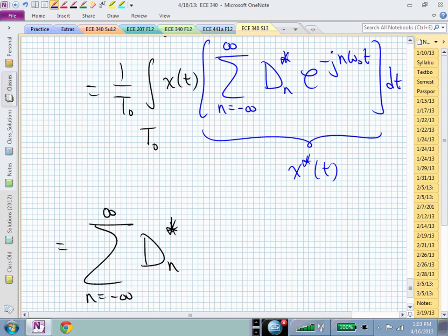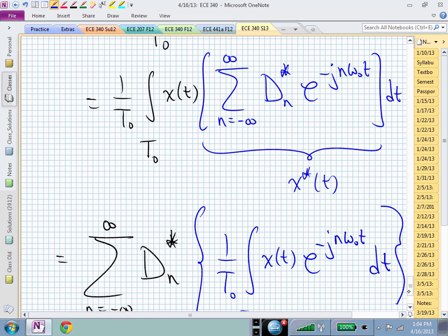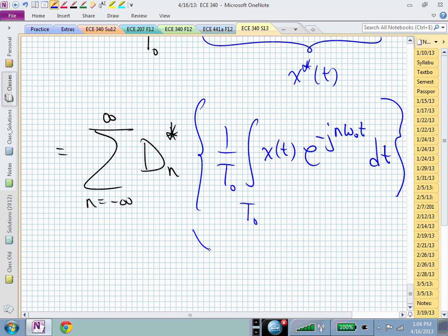We can now put together what's left. We have 1 over t naught integral over t naught. The x of t stays inside the integral. Then we have an e to the minus j n omega naught t dt. And that should look very familiar to us, this expression. What was this? This is actually the formula we use to find those complex exponential coefficients. We multiplied our x times e to the minus j n omega naught t. We divided out the period, and that gave us our capital D sub n for whatever n we were interested in finding. This is now in the blue curly braces. That's capital D sub n.